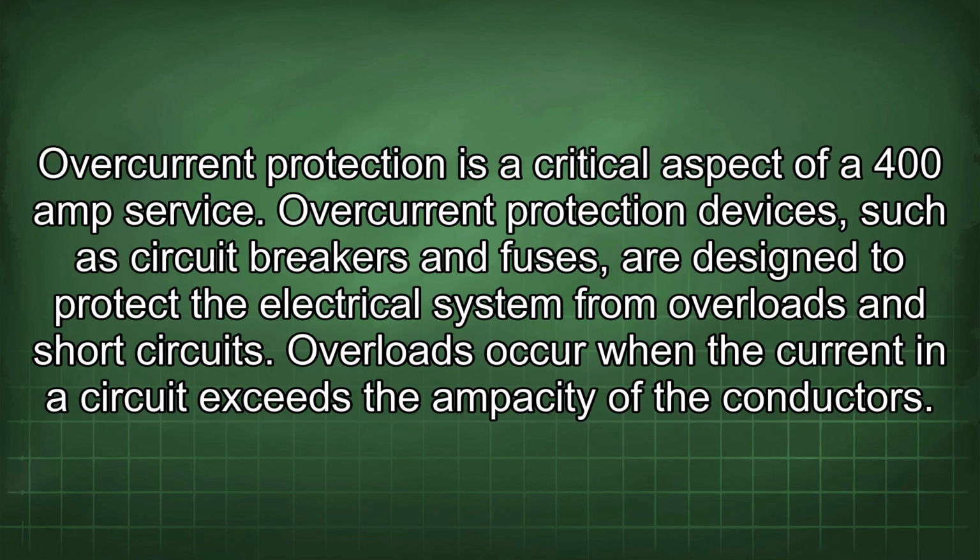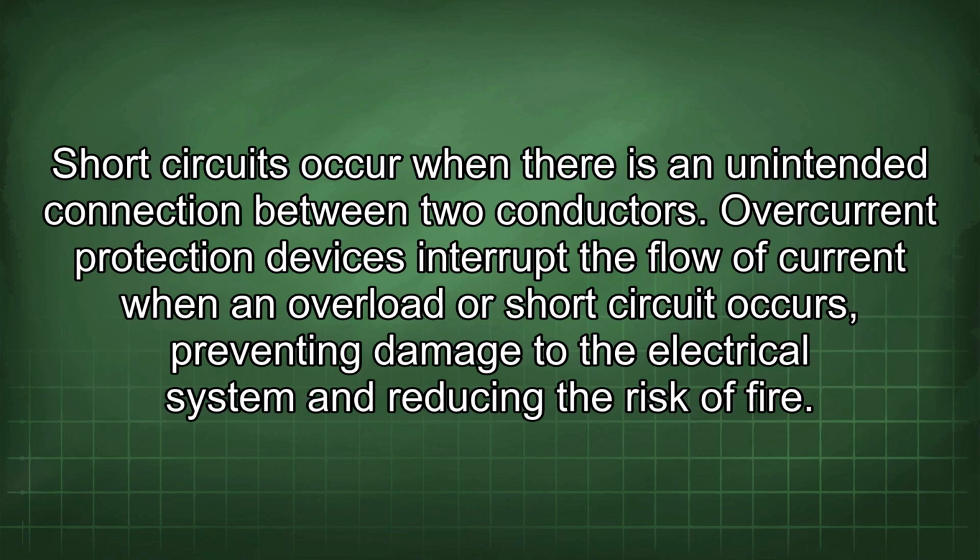Overcurrent protection is a critical aspect of a 400 amp service. Overcurrent protection devices, such as circuit breakers and fuses, are designed to protect the electrical system from overloads and short circuits. Overloads occur when the current in a circuit exceeds the ampacity of the conductors. Short circuits occur when there is an unintended connection between two conductors. Overcurrent protection devices interrupt the flow of current when an overload or short circuit occurs, preventing damage to the electrical system and reducing the risk of fire.